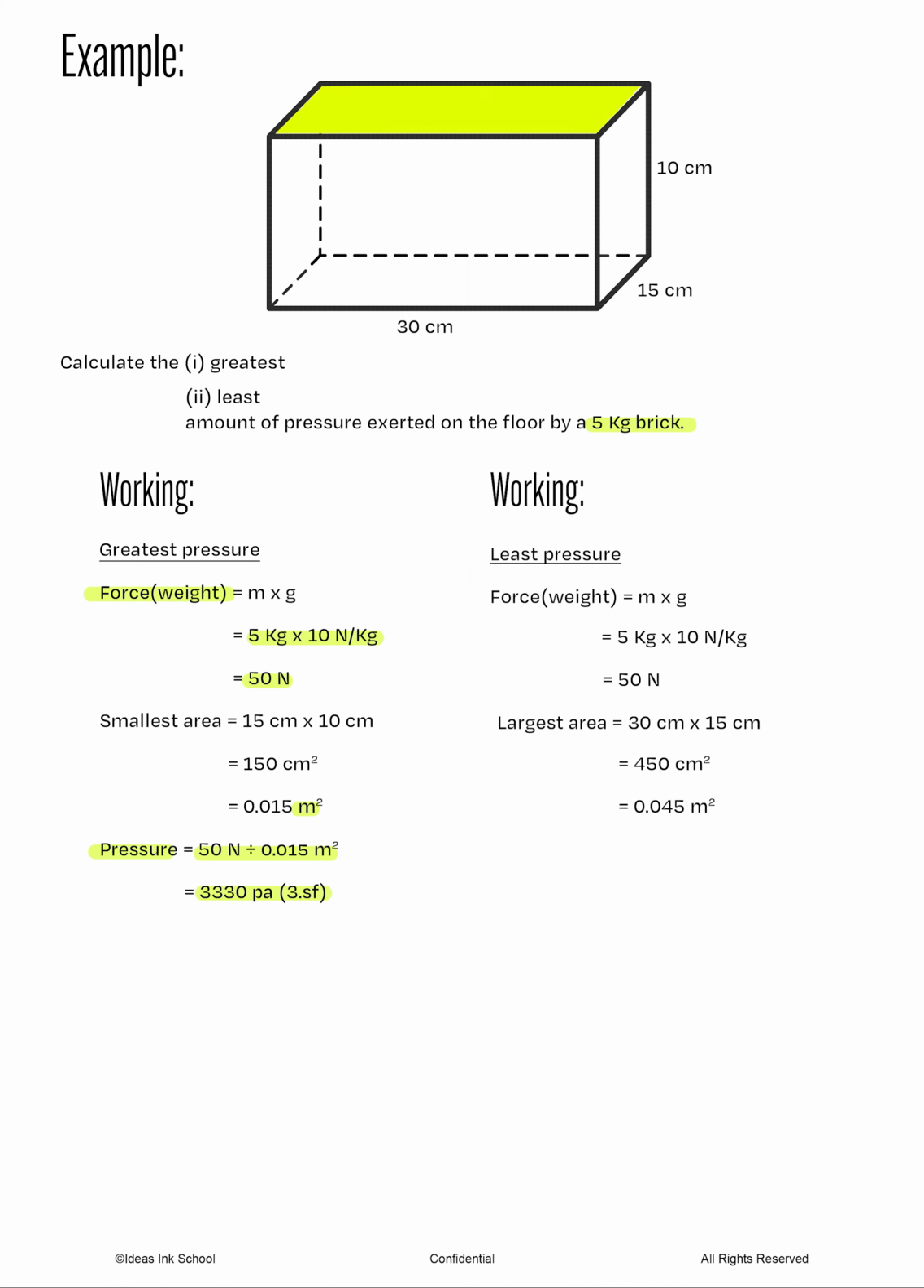The largest area on the box has a dimension of 30 centimeters by 15 centimeters. Thus, the area will amount to 450 squared centimeters or 0.045 squared meters if converted correctly. The least pressure can then be found by taking the same weight of 50 newtons divided by 0.045 squared meters to obtain 1,110 pascals.